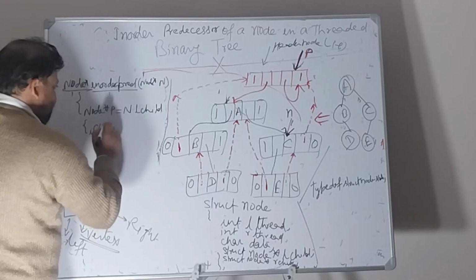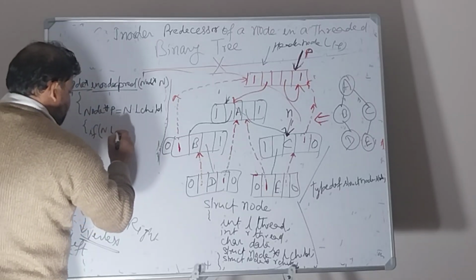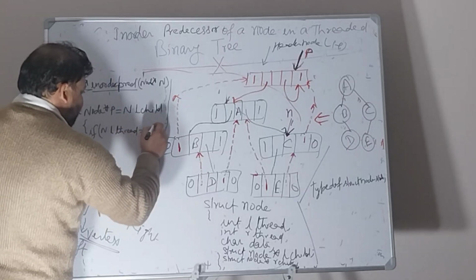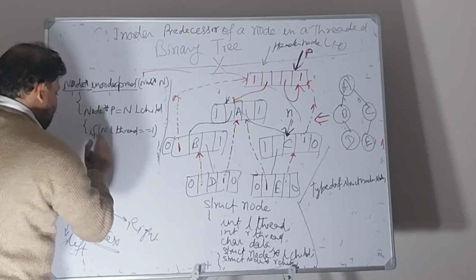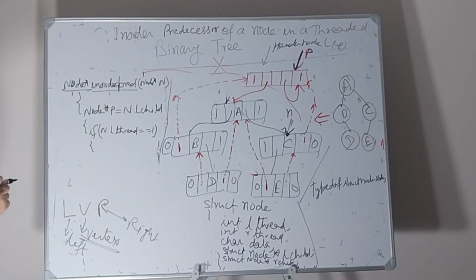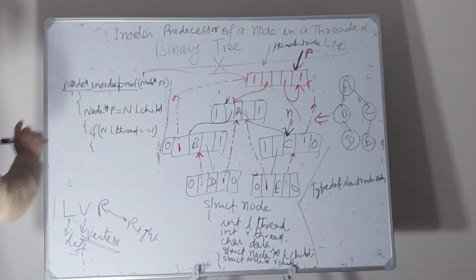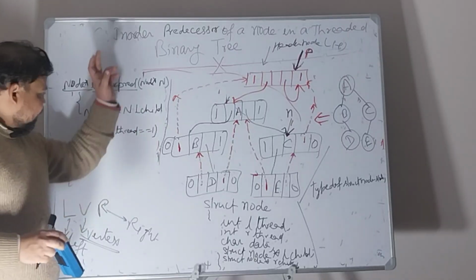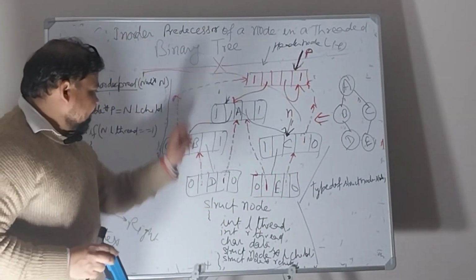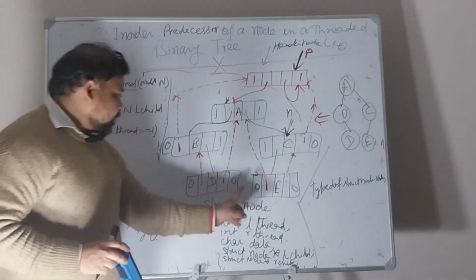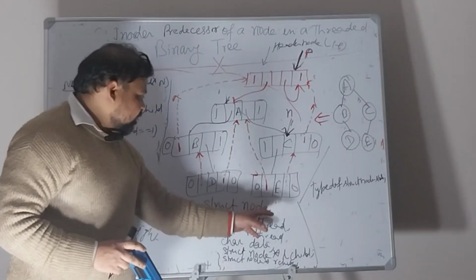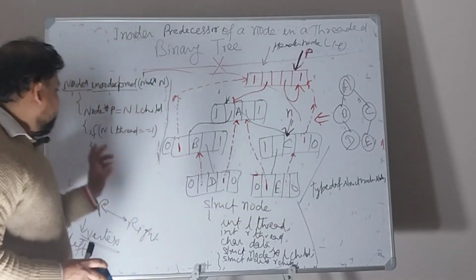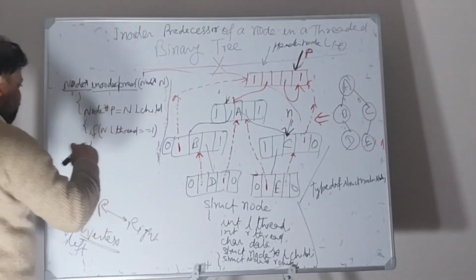So if N dot L thread is equal to 1, if it is there, so inside what exactly I'll do? Because I'm looking for the predecessor, so in that case I'll come to the left, and then I'll go to the right side till I'm not getting the leaf node. But here it is not the leaf node, so if the value of this R thread is equal to 0, so in that case I'll move right side.